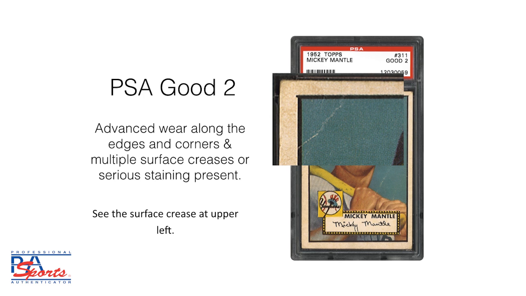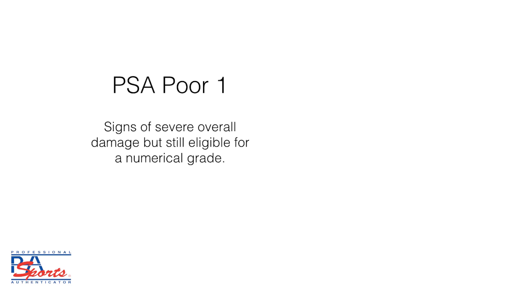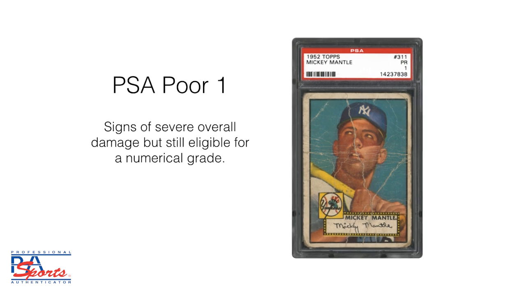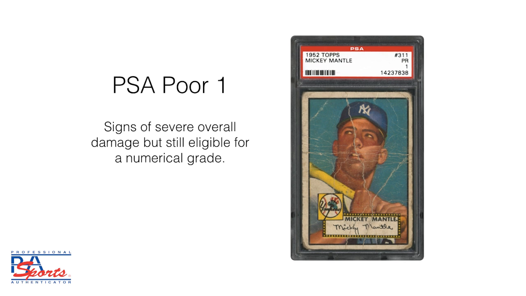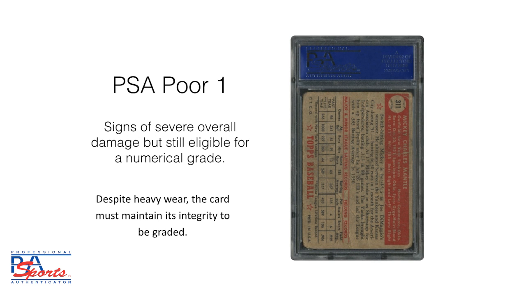Finally, we're down to the PSA 1 grade. Here we have signs of severe overall wear. But remember, even though there may be severe wear present, such as creases and surface defects, in order to receive a numerical grade, the integrity of the card must still be intact to receive that PSA number, and that is the case with this 52 Mantle.